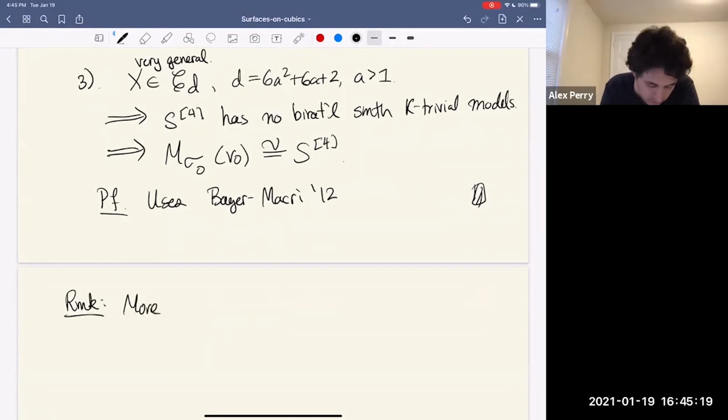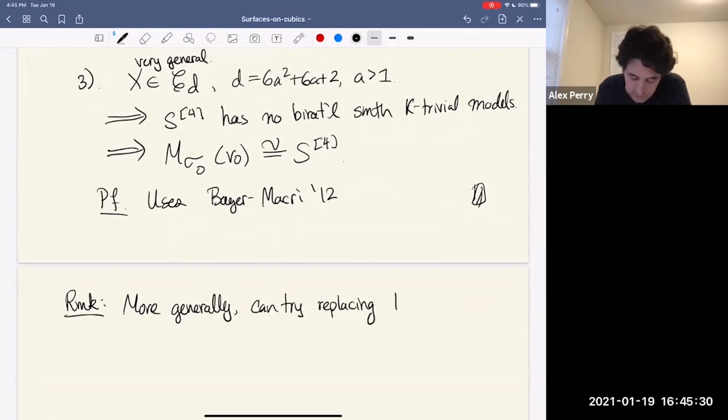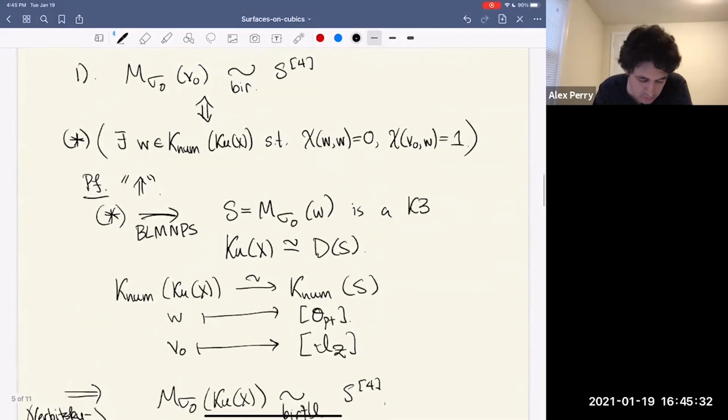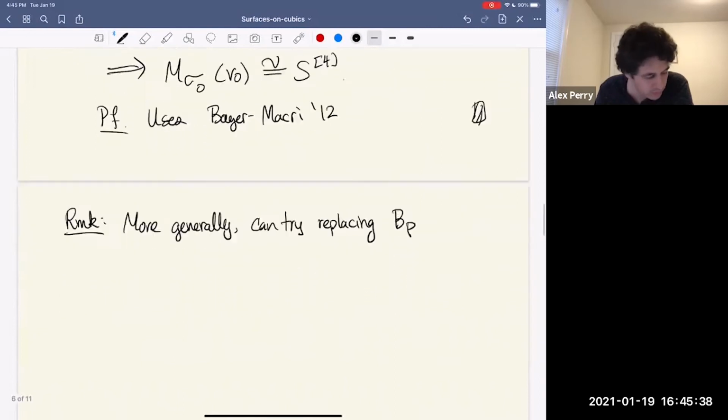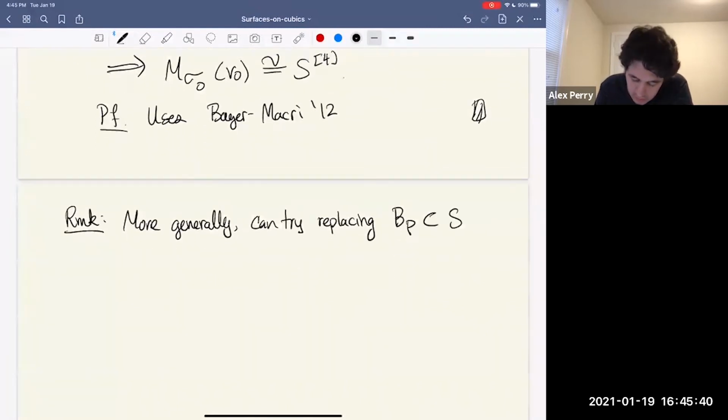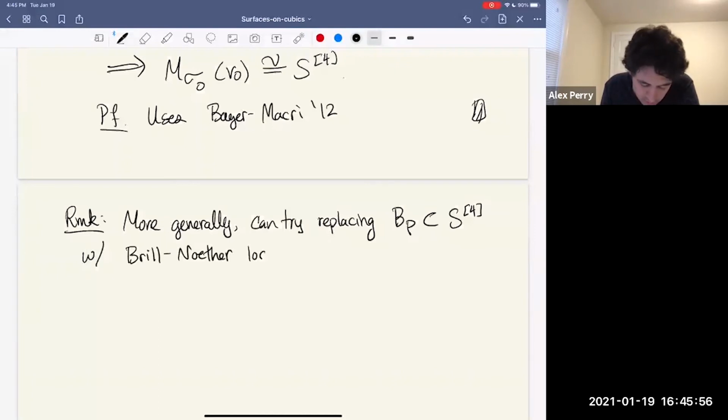So more generally, you can try replacing this BP, so this codimension 2 locus in the Hilbert scheme from above. I'm going to say basically exactly what you were suggesting. And what we'll replace this with is certain Brill-Noether loci.